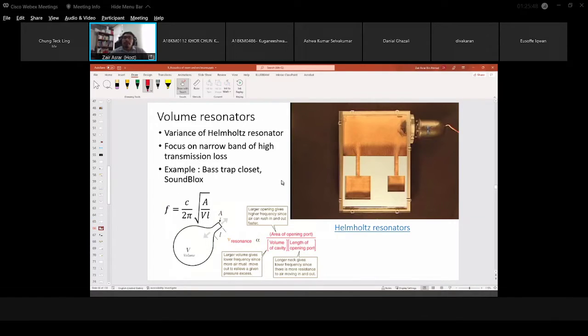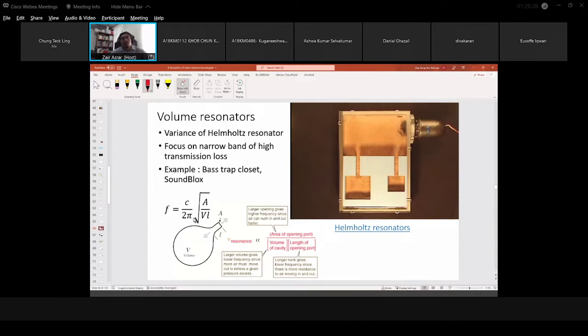Okay, so this is another example of a resonator, but instead of a plate or panel resonator, now we have a volume resonator. The most famous volume resonator is the Helmholtz resonator. The equation is very simple for the Helmholtz resonator. Basically, you have a volume, you have an opening for this resonator, let's say A, and then you have a neck for this resonator. So the frequency of this resonator is equal to C over 2 pi times the square root of A over the volume times the length of this neck.